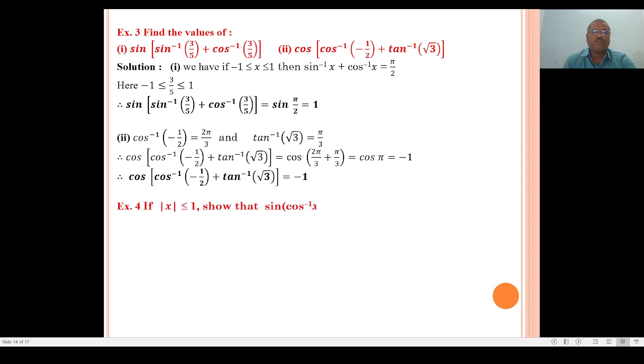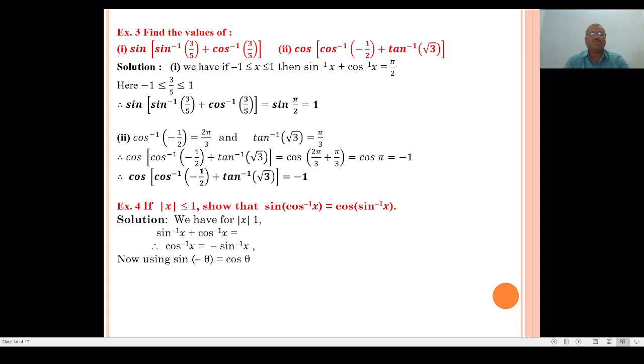Next example, if mod x is less than or equal to 1, show that sine of cos inverse x equals cos of sine inverse x. So we have mod x less than or equal to 1. Sine inverse x plus cos inverse x equals pi/2, so cos inverse x equals pi/2 minus sine inverse x. So now using sine of pi/2 minus theta equals cos theta, we have sine of cos inverse x equals sine of pi/2 minus sine inverse x, which equals cos of sine inverse x. And sine of cos inverse x equals cos of sine inverse x.